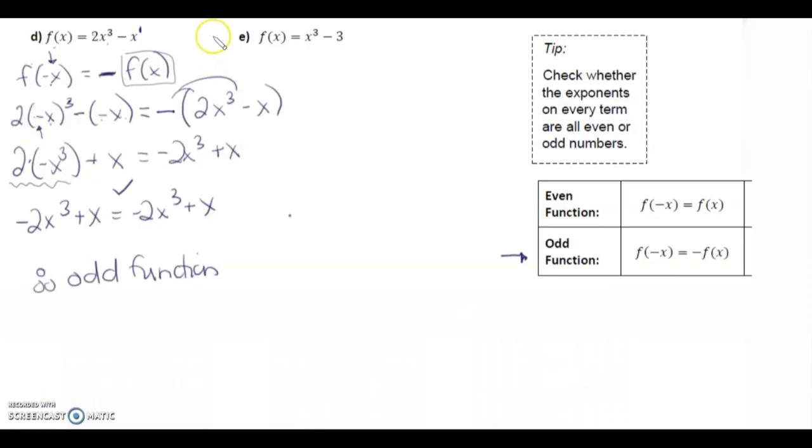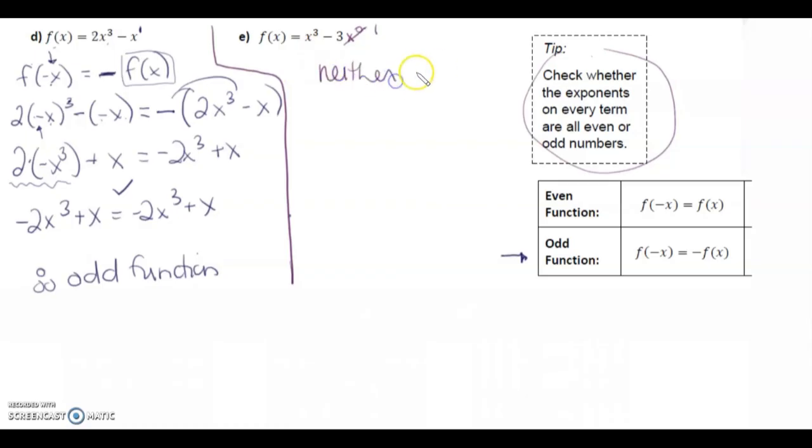Okay, moving on to E. So we have f of x equals x cubed minus 3. So here's the thing. We want to check whether the exponents on every term are even or odd. So this essentially would be x to the 0, because it would cancel out to 1, right? So essentially this is neither even nor odd.